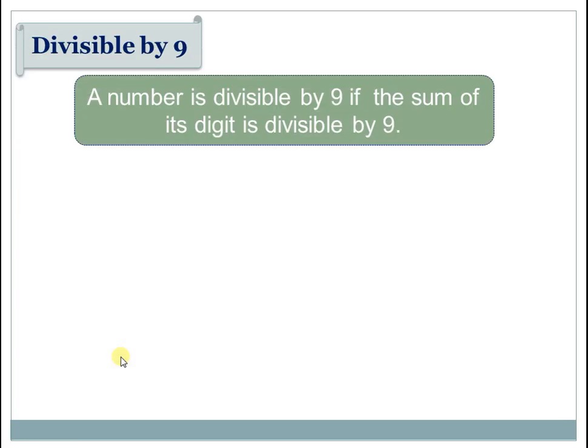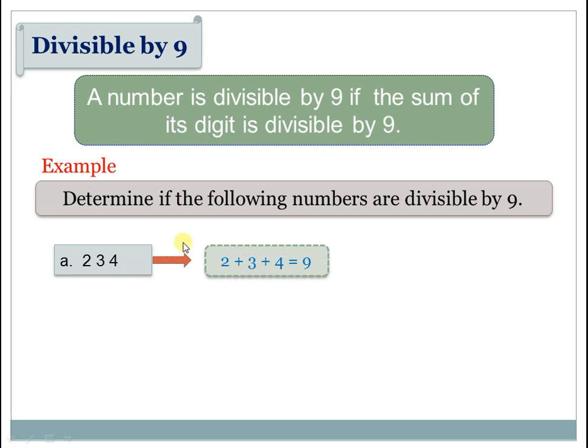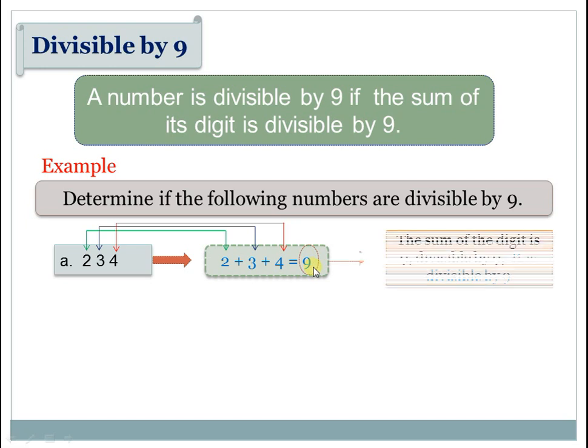Next, we have divisible by 9. This rule is quite similar with divisible by 3. But all we need to do is to check if the sum of the digits can be divided by 9. Let's have the following. Is 234 divisible by 9? So let's add the digits. So we have here 2 plus 3 plus 4 is equal to 9. And 9 can be divided by 9. Therefore, 234 is divisible by 9.